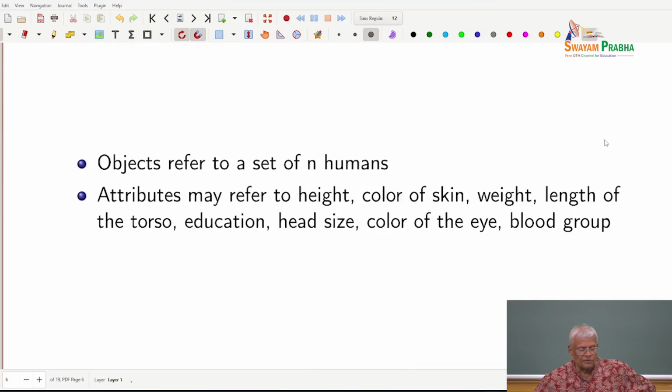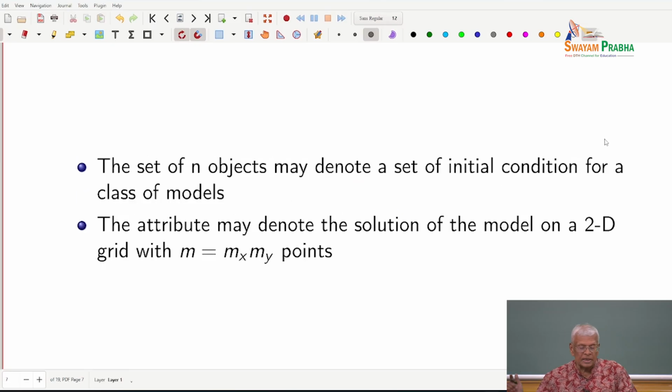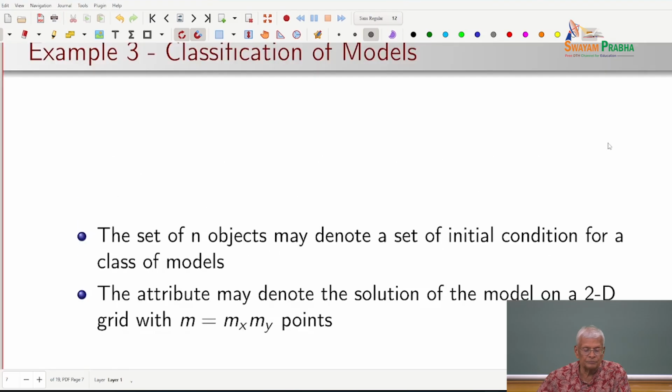Second example is classification of humans. I already alluded to that. The objects could refer to a set of humans. Attributes may refer to height, color of the skin, weight, length of the torso, education, head size, color of the eyes, blood group, and so on.